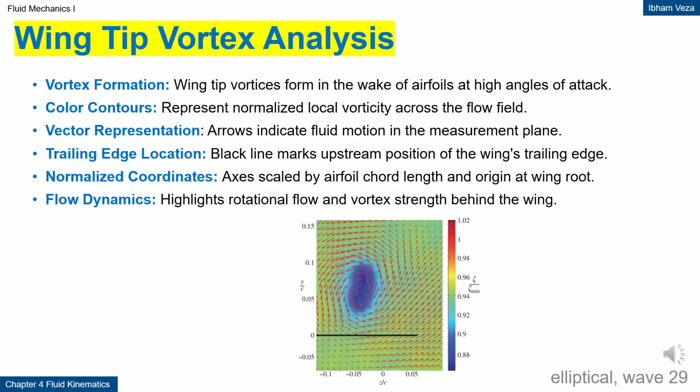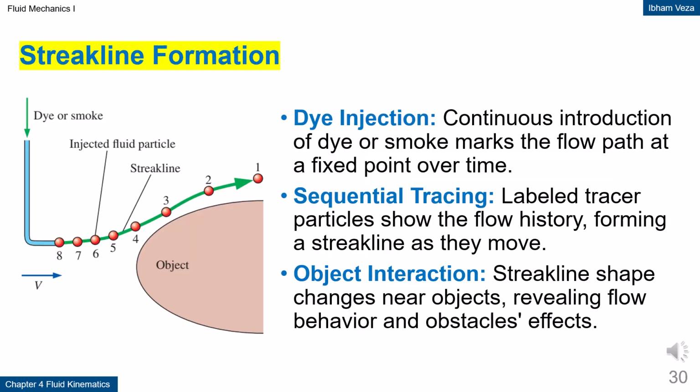Wingtip vortex analysis. Wingtip vortices are formed due to the pressure difference between the upper and lower surfaces of a wing. The color contours show the distribution of normalized local vorticity. Vector arrows illustrate the direction and pattern of fluid motion in the measurement plane. This pattern reveals strong rotational flow structures behind the wing. This example shows how the concept of vorticity is used in aerodynamics.